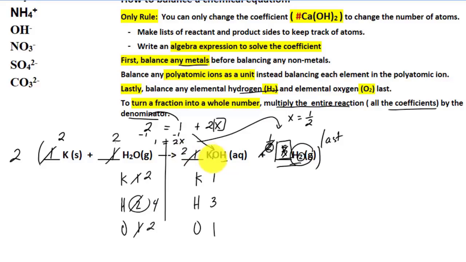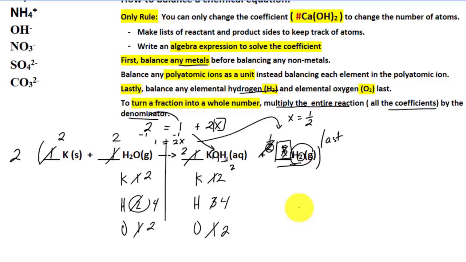2 times 1 here gives us 2. And what about for oxygen? 2 times 1 here gives us 2 as well. And what about for the hydrogen? 2 times 1 gives us 2. Okay, and we also have 1 times 2 that gives us a total of 4. So there you go. We have used a fraction to solve for the coefficient.